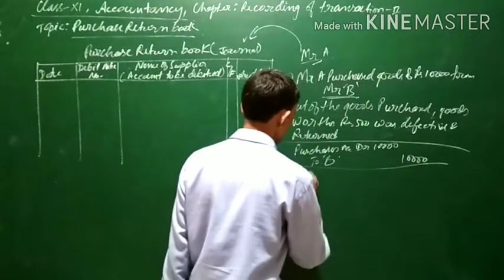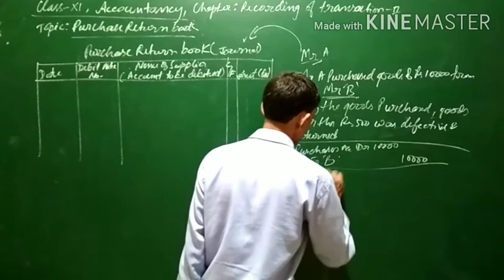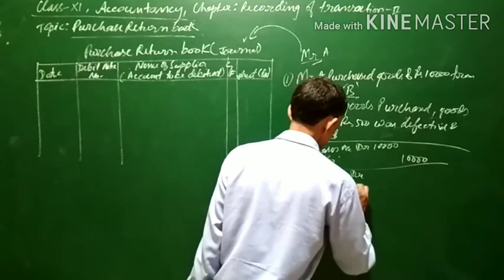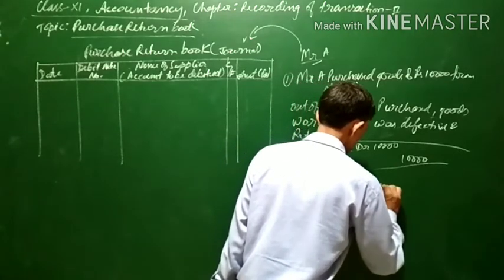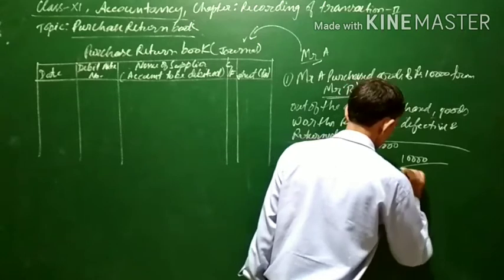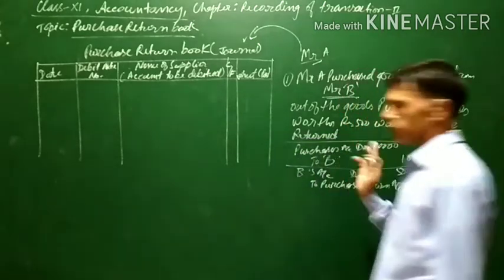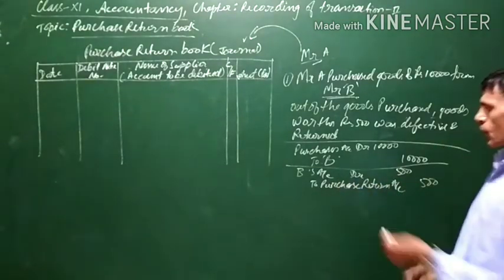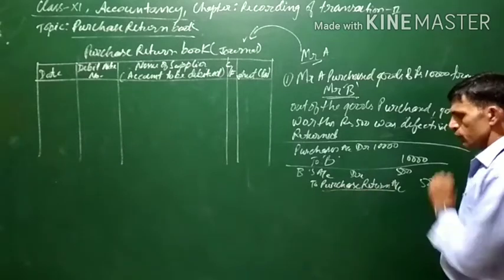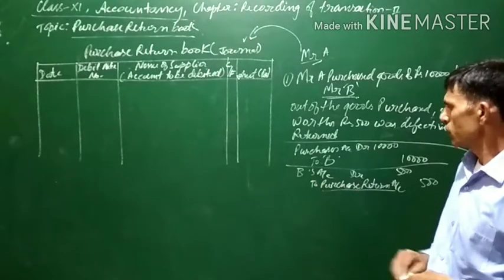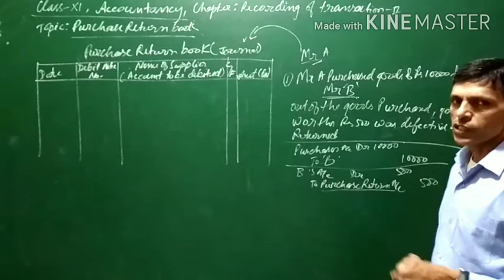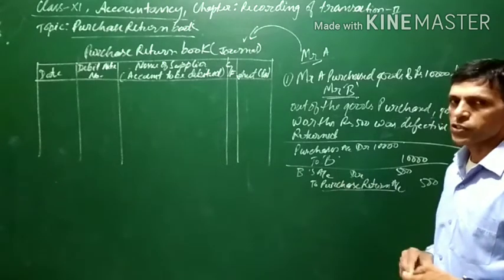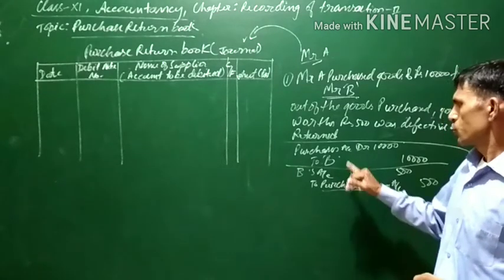then the entry will be B's account debit to purchase return account. Now when the goods are returned, the general entry will be B's account debit to purchase return account. Here see, the purchase return will be credited and B's account will be debited. Now as we know, B is the name of a person, so you can say this is a personal account. B is the name of a person or the party from whom the goods are purchased.